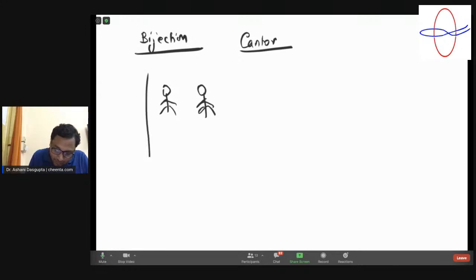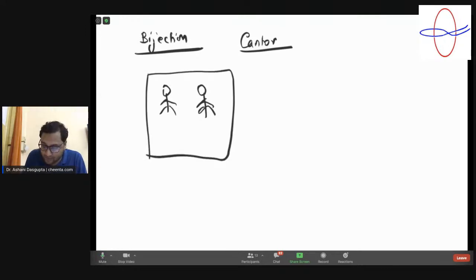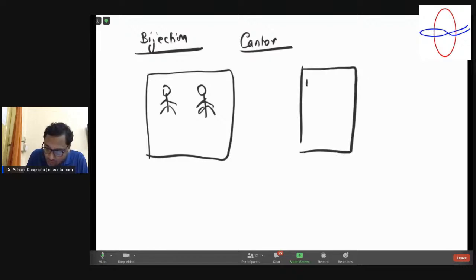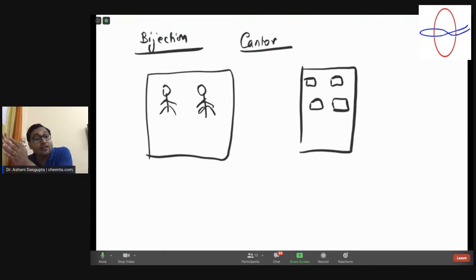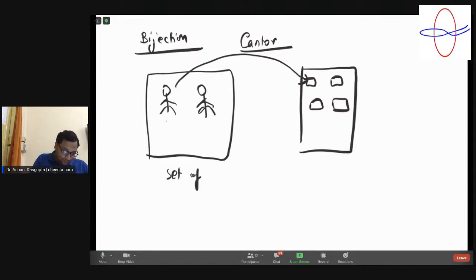So here are the set of people who have visited the theater, and here is the set of tickets sold, as Raghav pointed out. So there is a bijection between the set of people who have entered the theater and the set of people who have purchased the ticket, assuming that every person has purchased one ticket and every ticket is purchased by exactly one person. So this is the fundamental idea of bijection. It is a one-to-one onto mapping between two sets. Here the set is the set of people, and here the set is the set of tickets.